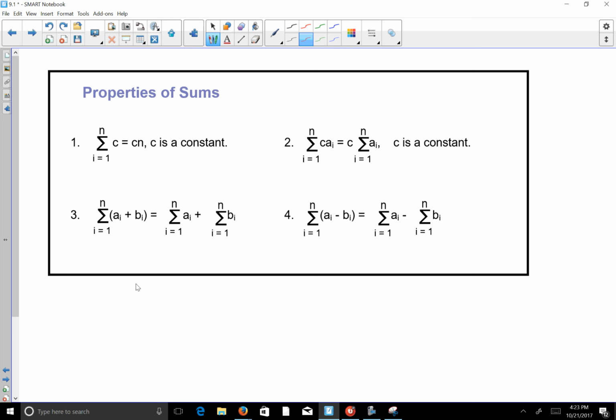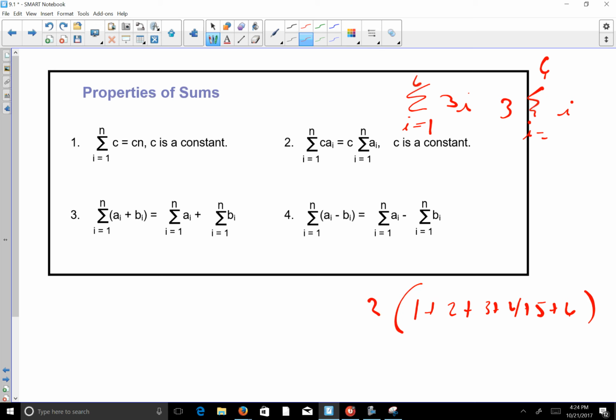Okay, these are properties of summations. Basically what it's saying is I can separate. So if I have a summation of i equal to 1 to 6 of 3i, what I could do is bring that 3 out in front and just do the summation of i. So I could add 1 plus 2 plus 3 plus 4 plus 5 plus 6, get that answer, and then multiply it by 3 instead of adding 3 plus 6 plus 9 plus 12 plus 15. This one is saying if I'm taking the summation of a sum, I can break it up into the 2 partial sums, same with the differences.